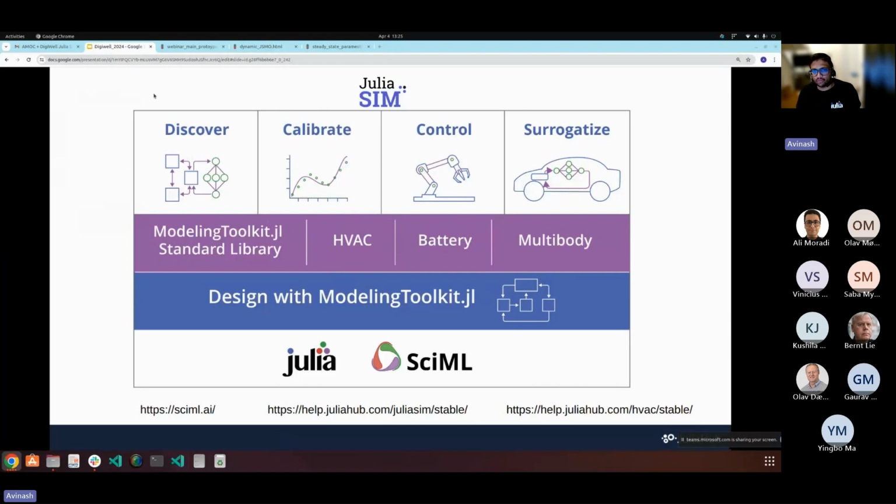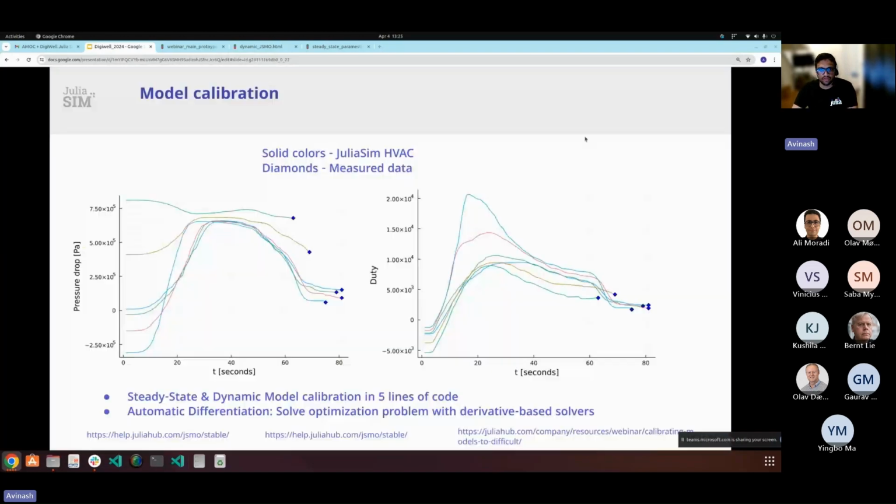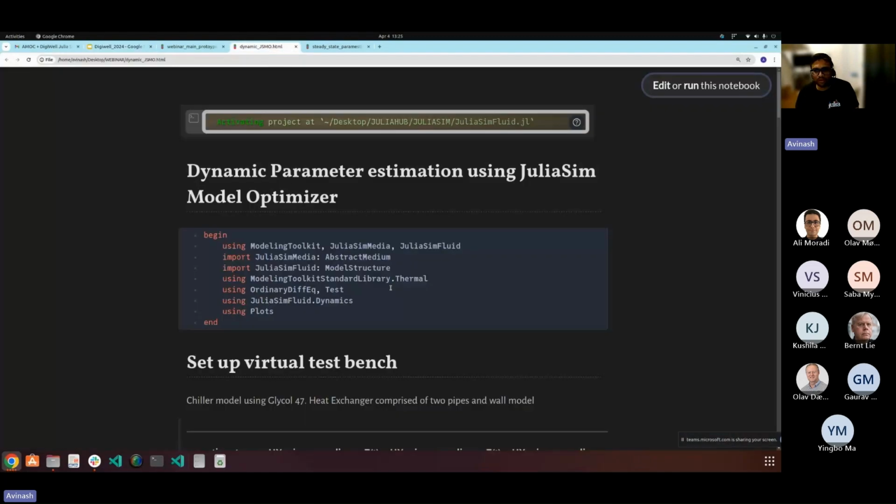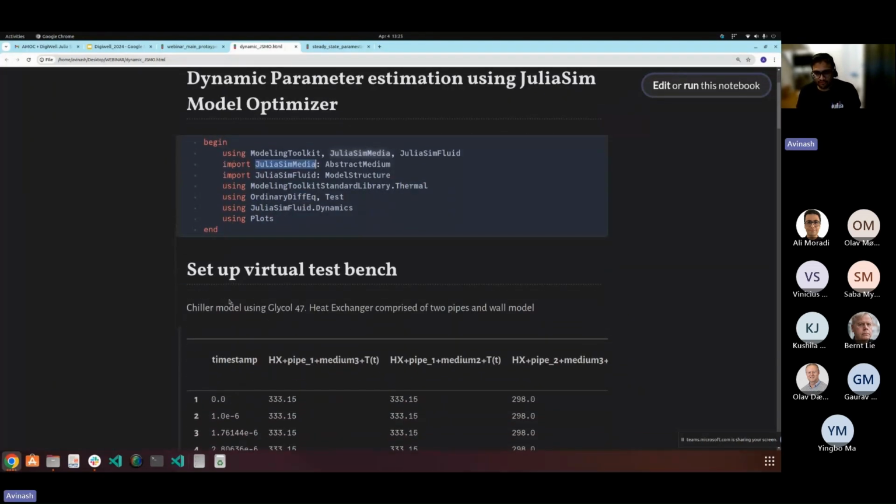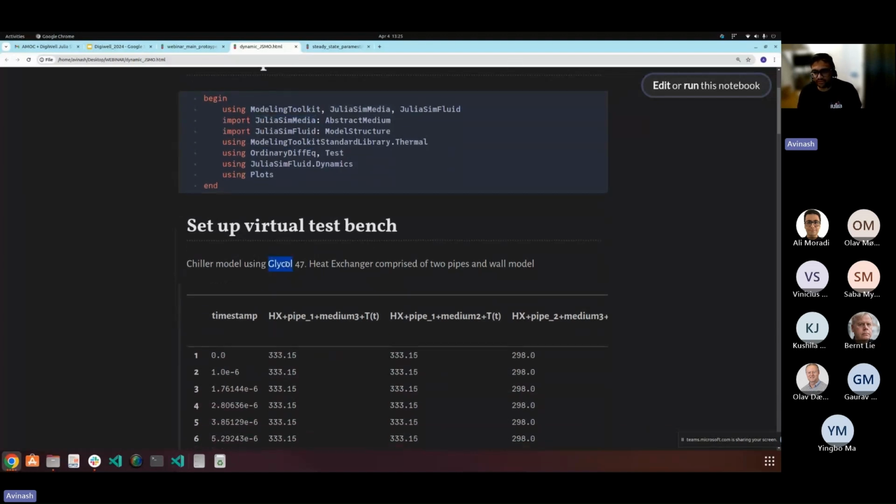And you can also combine with these other workflows like universal differential equations for model discovery, calibration, control, and surrogatization. So I'll just quickly talk about the calibration example and also the Julia Sim fluid. The fluid and media libraries are more general than HVAC. So for instance, Julia Sim Media is meant to be an analog to the Modelica media library, and we can have, say, glycol, which is commonly used in a battery chiller.